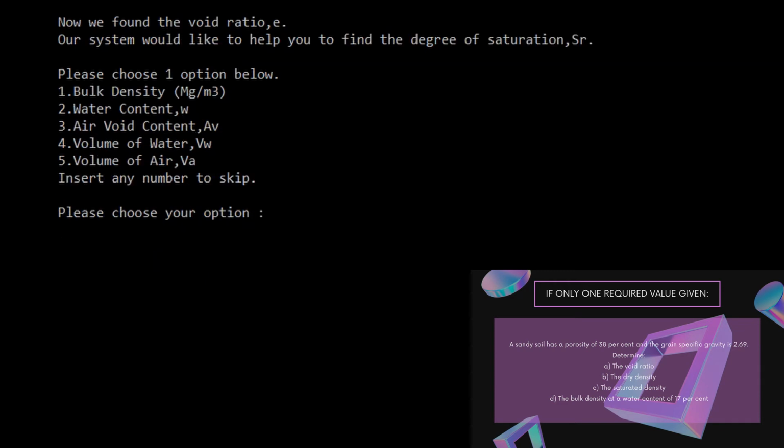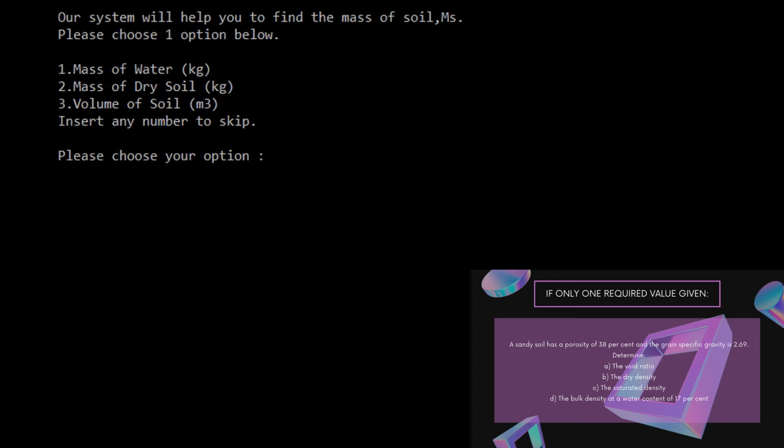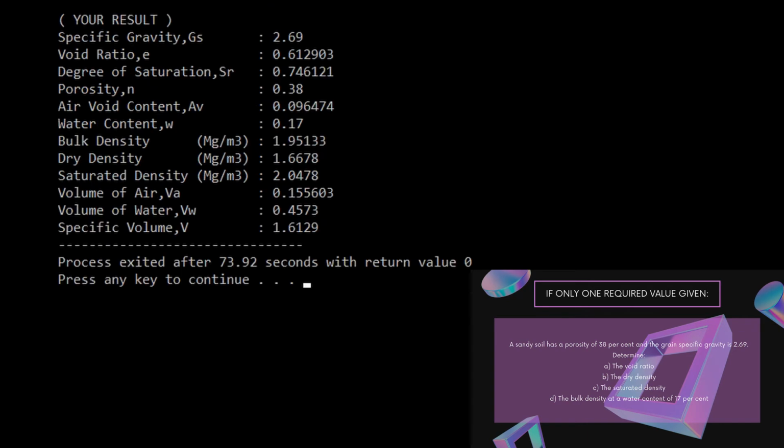Then the system has found the void ratio. We will choose option number 2, which is water content. The value of water content is 17%, which is the same as 0.17. Then the system will help us to find the mass of soil with the options below. If you don't have any value from the options, you can insert any number to skip. So we will insert number 0 to skip. Lastly, the system will calculate for us and give a result. So we have found the answers from the question, which are the void ratio, dry density, saturated density, and bulk density.